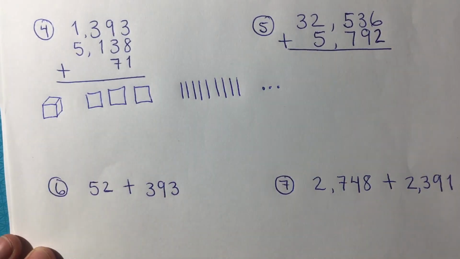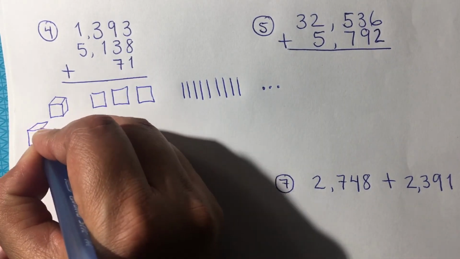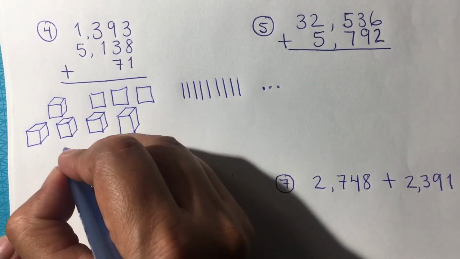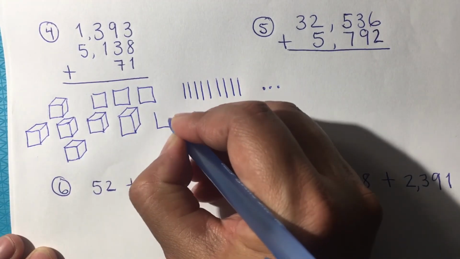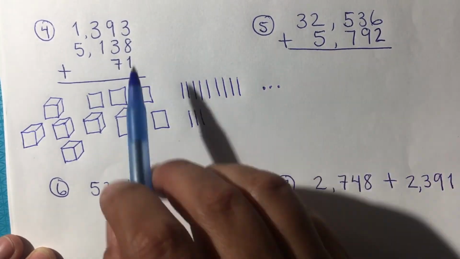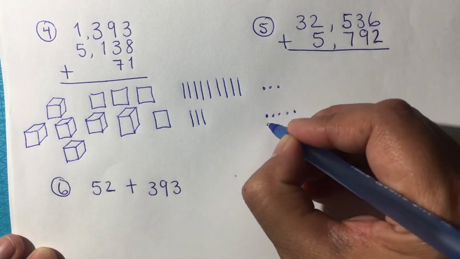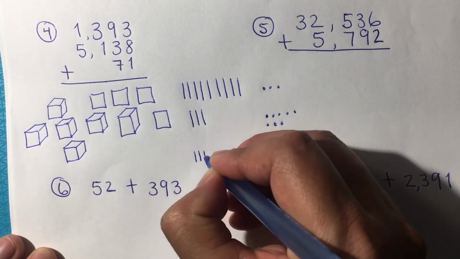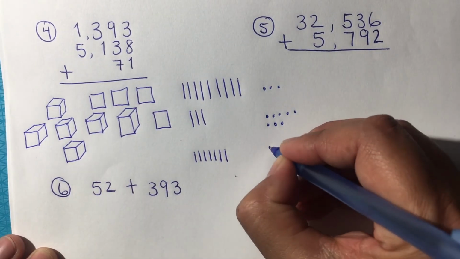For the next one, we have 5,000, so it's going to be 5 cubes. 1, 2, 3, 4. Let me just put this one in here, 5,000. Okay, 100, it's 1 square. 3 tens, 1, 2, 3, and 8 ones, 1, 2, 3, 4, 5. 1, 2, 3. For 71, I have 7 tens, so 1, 2, 3, 4, 5, 6, 7, and 1, 1.